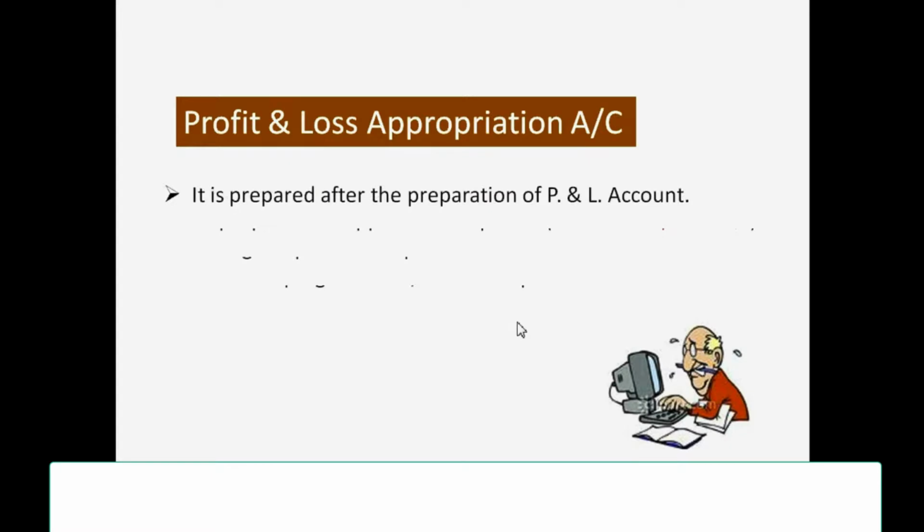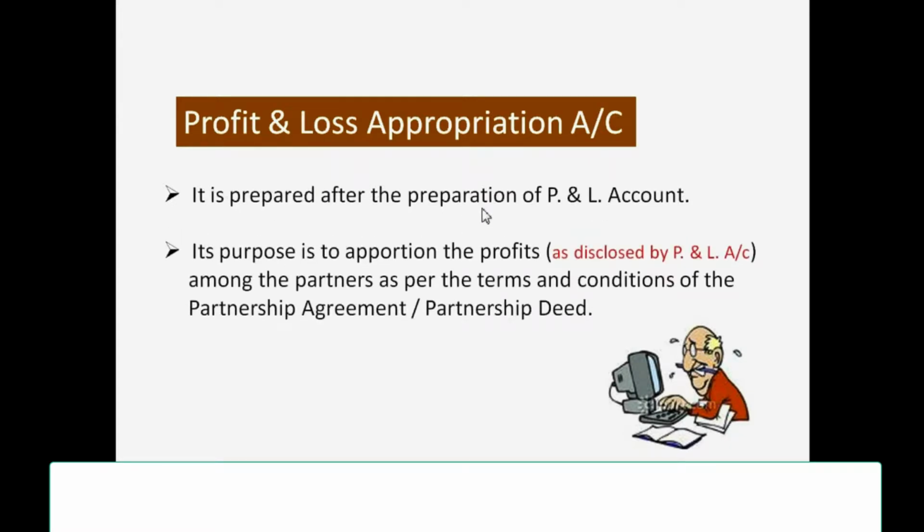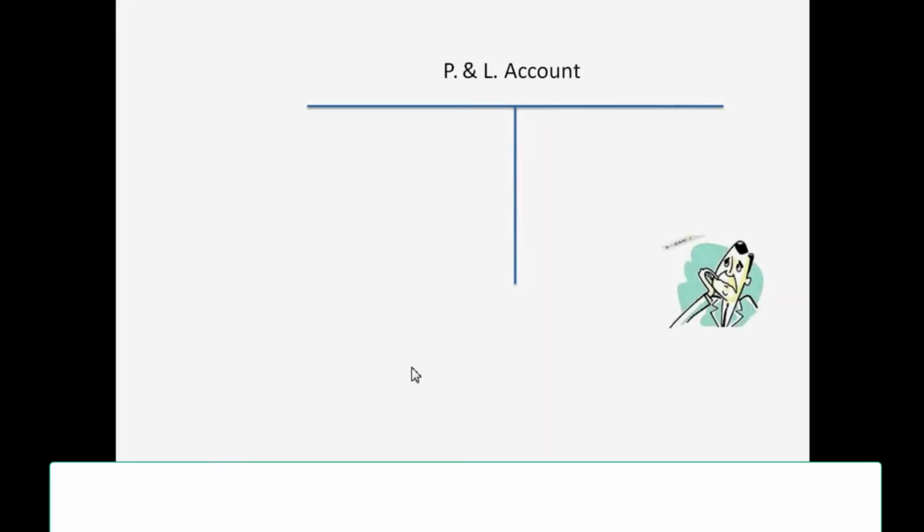Profit and loss appropriation account. This account we prepare after the preparation of profit and loss account, after knowing the amount of net profit or net loss. And the sole purpose behind preparing this account is just to apportion the profits among the partners as per the terms and conditions given in the partnership deed or partnership agreement. So the only motive behind the preparation of this account is just to distribute the profits among the partners.